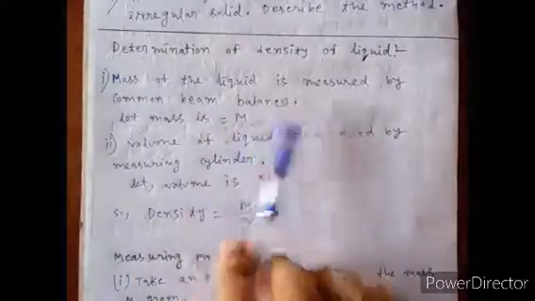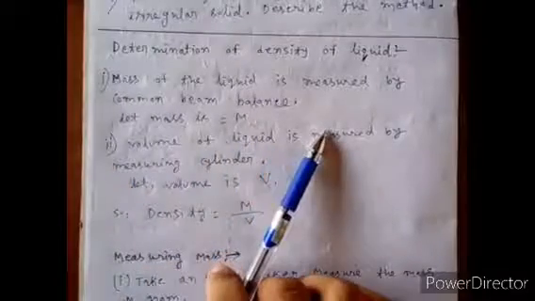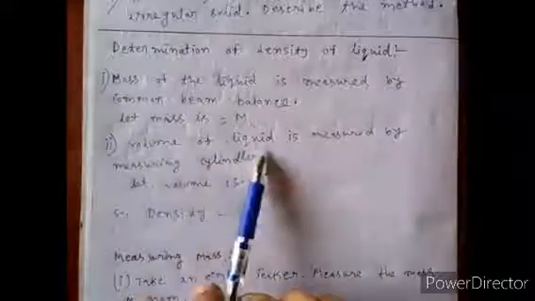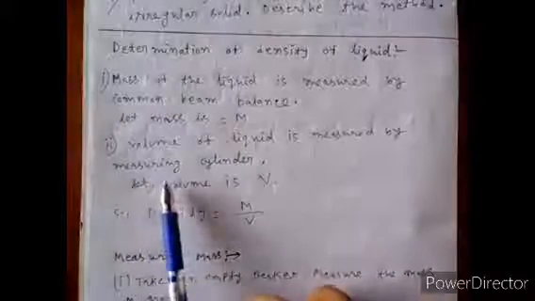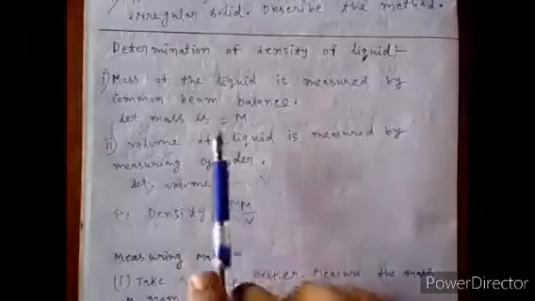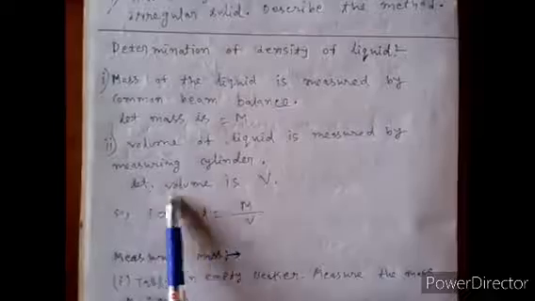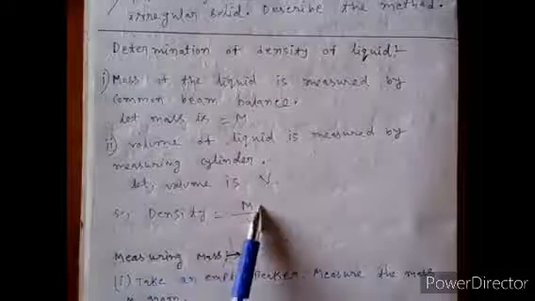So the mass of the liquid can be measured by using a common beam balance, okay, and the volume of the liquid is measured by a measuring cylinder. If the mass is m and the volume is v, we can easily write that the density of the liquid is m by v. But measuring mass is a challenge in the case of liquid.